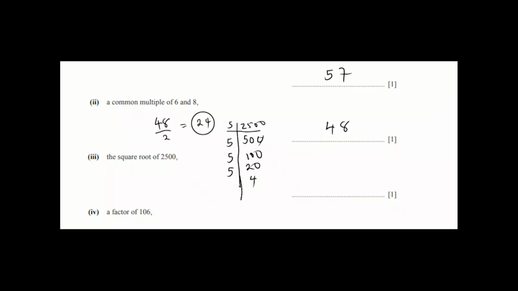Now since we need to group them into 2, we cannot use 4 directly, because we need to have 2 numbers. So let's use 2. 2 goes in 4, 2. Then 2 goes in 2, you have 1. So that means 2500 is the same thing as 5 by 5 by 5 by 5 by 2 by 2.